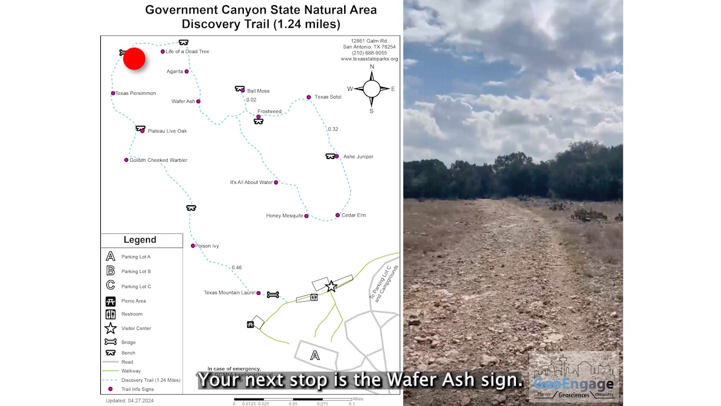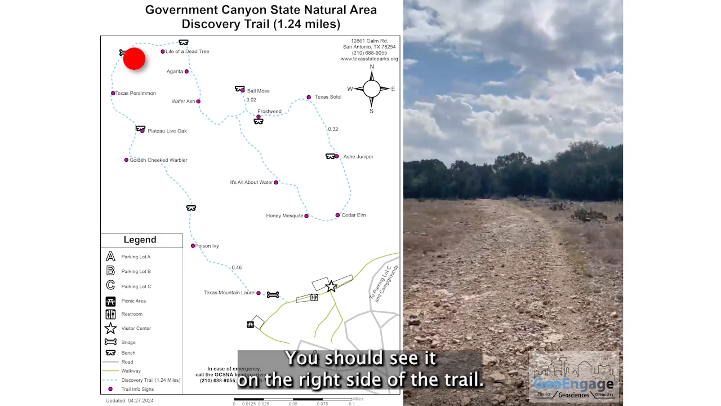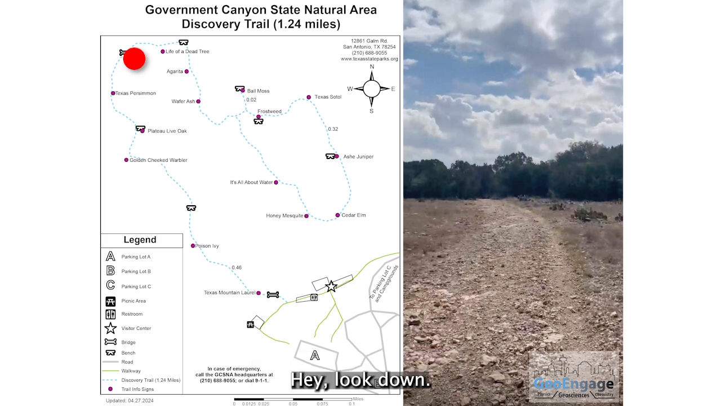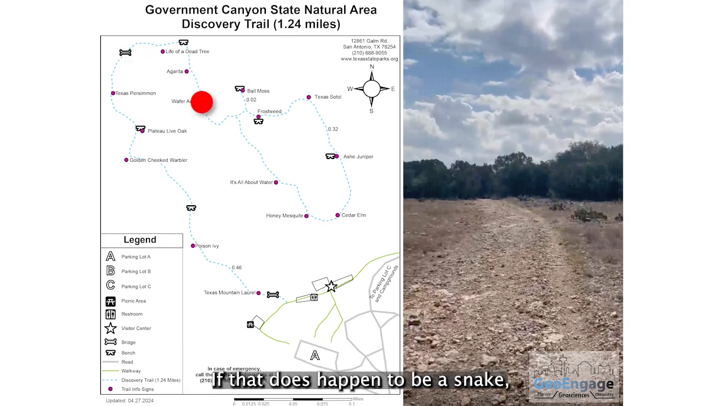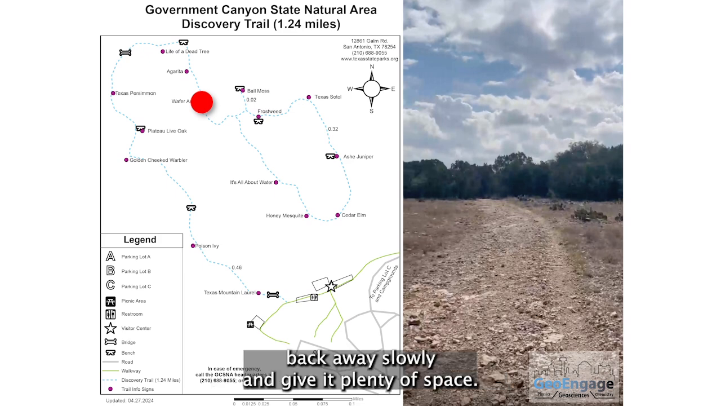Your next stop is the Wafer Ash sign. You should see it on the right side of the trail. The track in the Audiotour has the same name. Hey, look down. Hopefully what you see is dirt and not a snake that you've wandered dangerously close to. If there does happen to be a snake, back away slowly and give it plenty of space.